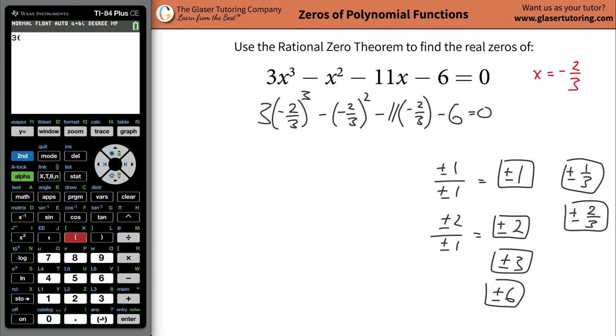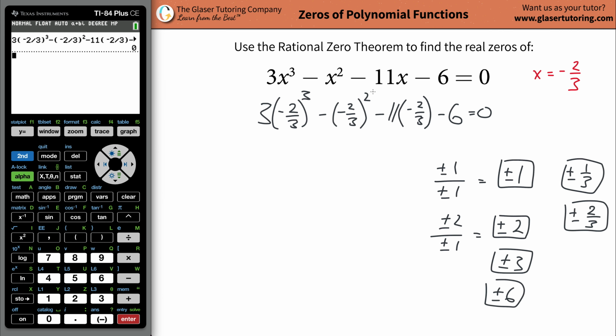So 3 times, I'm going to do negative 2/3. Make sure you use parentheses here, raised to the third. Minus, parentheses, negative 2/3. Okay, you can just do 2 divided by 3, close the parentheses and square it. Then do minus 11, open those parentheses and do negative 2/3 again. And then do minus 6. And voila, it equals 0.